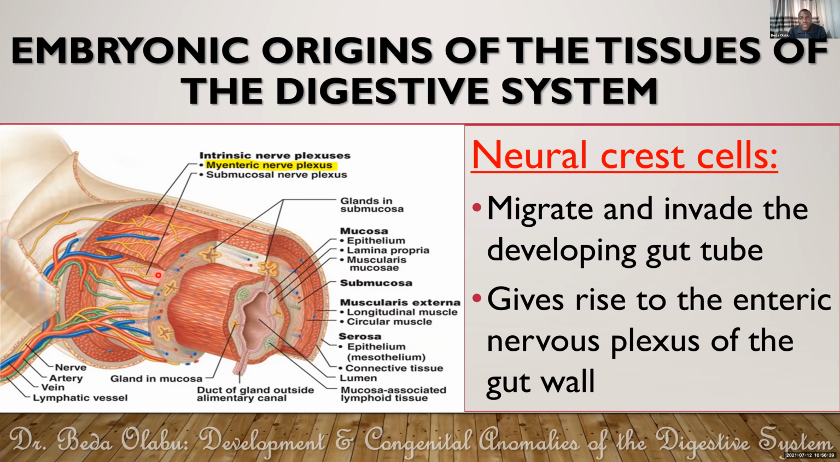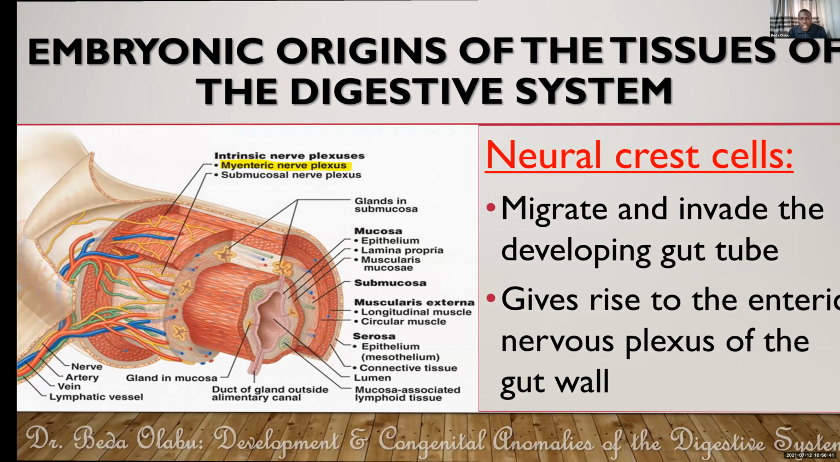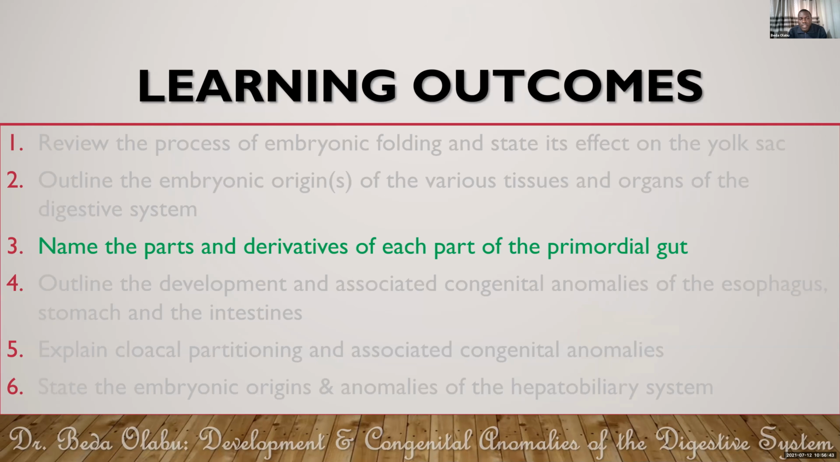Right, so that's where we are. We've talked about the embryonic origins of the different tissues and organs of the digestive system. We've seen three major embryonic tissues contributing to the development of the tissues and organs of the digestive system: endoderm, splanchnic mesoderm, and neural crest cells.